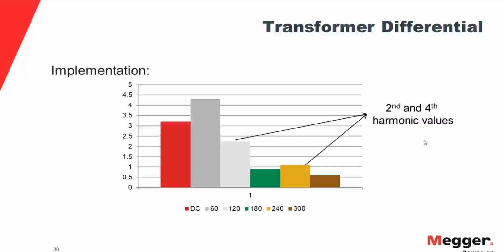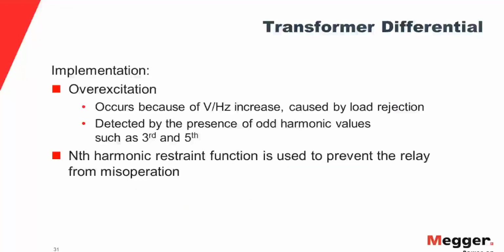So this is called harmonic blocking. The magnetizing inrush can be mitigated, or the relay operation for magnetizing inrush can be avoided, by introducing a block function, or we can also restrain the operation of the relay when you see that. That will be called harmonic restraint. When you block the operation of the relay, it is called harmonic blocking.